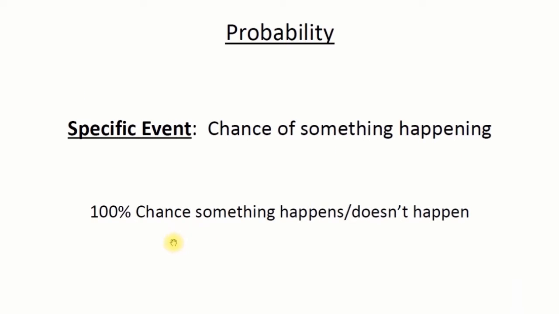In the case of an event, there is always a 100% chance that something happens or it doesn't happen. I know it sounds a bit confusing, so let's take a look at a specific example. So when I talk about probability and the chance of something happening or not happening, what do I actually mean? Well, let's take something simple like flipping a coin. When I flip this coin, what is the probability it's going to land on heads?